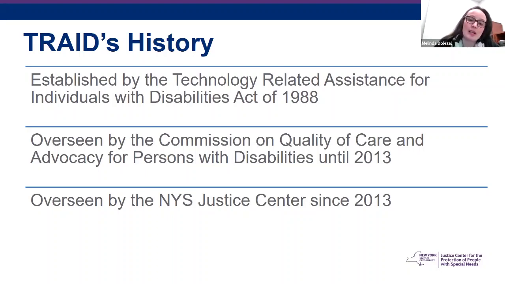So TRAID's history starts back in 1988. It was established by the Technology Related Assistance for Individuals with Disabilities Act. And that's where we get our name, essentially. If you didn't know, there's actually a quote-unquote TRAID program in every state and territory in the United States. So if you have a family member that happens to live in California, South Dakota, Texas, Florida, you're on vacation in Puerto Rico or Guam or Alaska, there is an assistive technology program there.